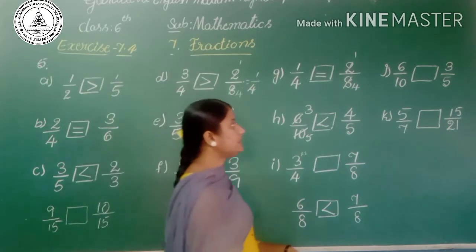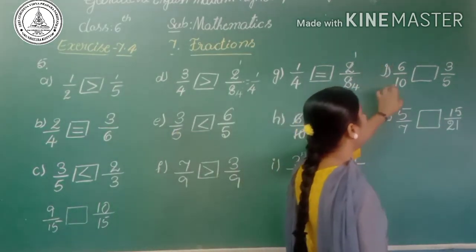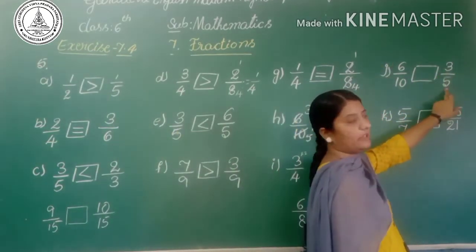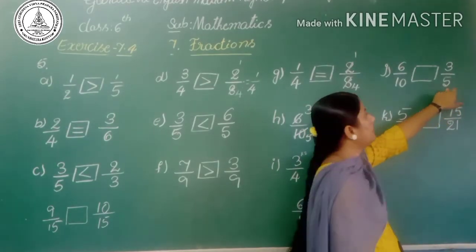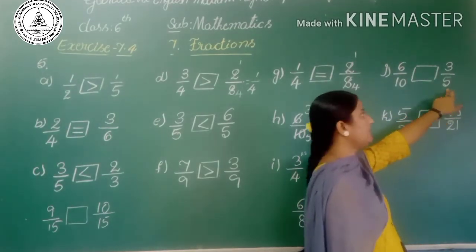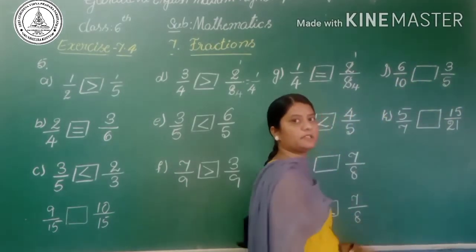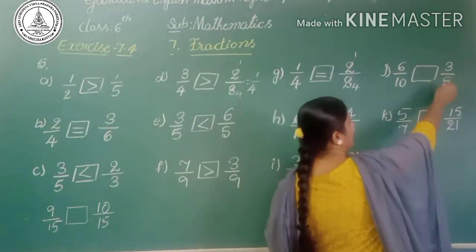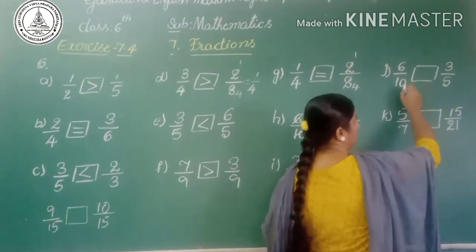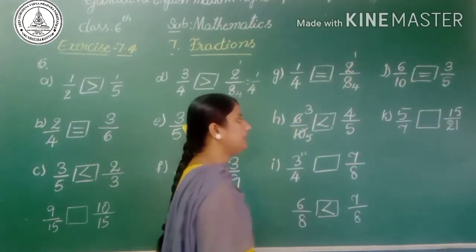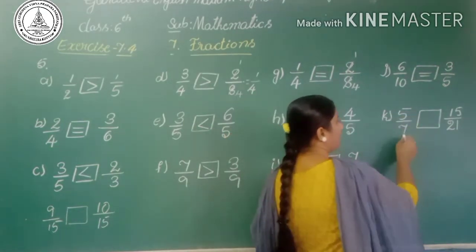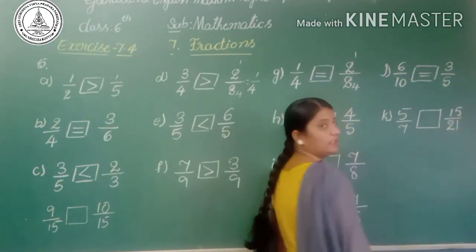Okay. Then let's see 6 by 10 and 3 by 5. Just cross multiply here. If it does not give equivalent fractions, then write in the simplest form. Okay. 6 fives are 30, 3 tens are 30. So these two fractions are equal. Then the last one, 5 by 7 and 15 by 21.